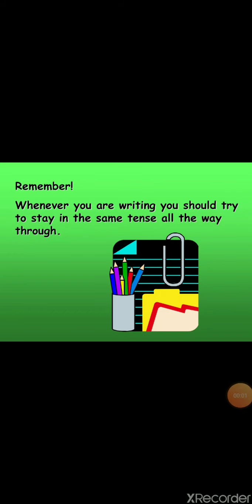Some very important points to remember here. Whenever you are writing, you should try to stay in the same tense all the way through. What does it mean? It is based upon the spotting error mechanism. When you are talking about a sentence without a full stop or with a comma, if you have started with past, then you need to complete with past only. There are conditions. Past perfect you can use, but you can't start with present and finish with past. It's a wrong structure. So always remember, whenever you are writing, you should try to stay in the same tense. Otherwise, you are going against the grammar.